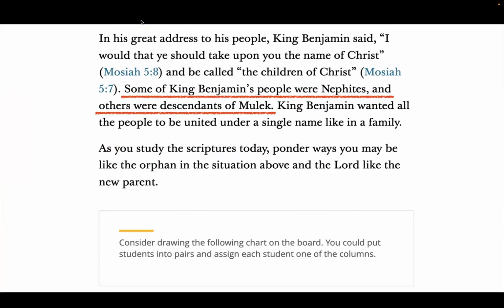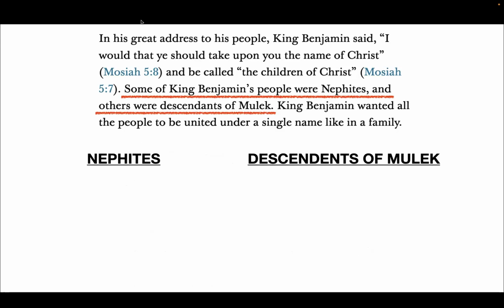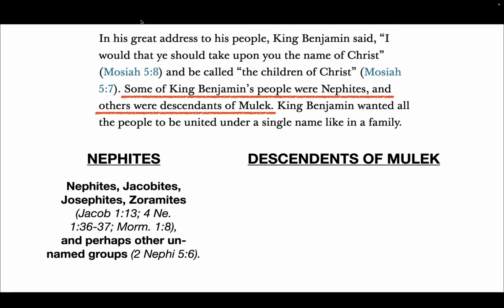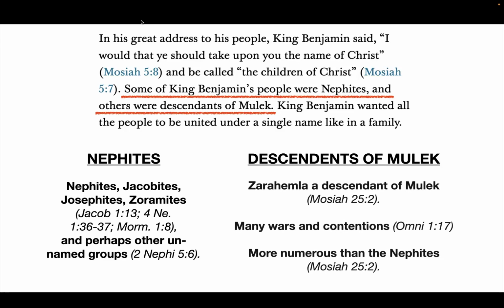You may want to quickly establish that it's not just 2 groups that we're talking about, Nephites and descendants of Mulek. Remember that Nephites consist of multiple tribal groups: Nephites, Jacobites, Josephites, Zoramites, and perhaps other unnamed groups. And the descendants of Mulek, there's no sense of unity there. The person that we've met in the book of Omni was Zarahemla. He was a descendant of Mulek, but he wasn't even a king.